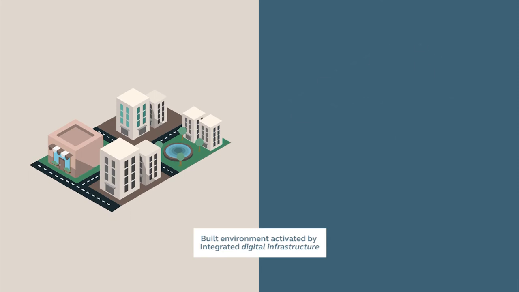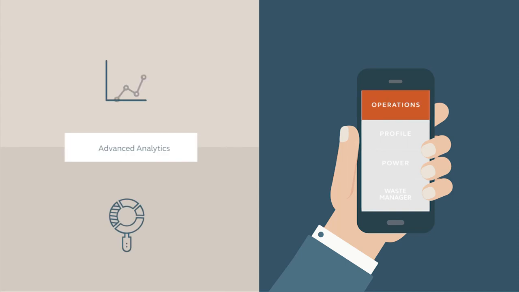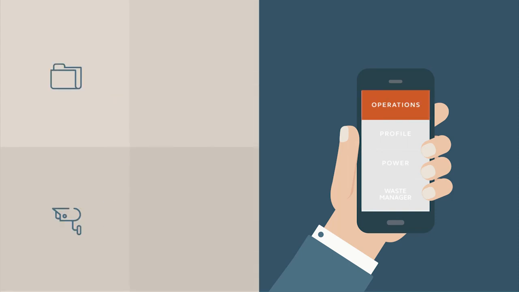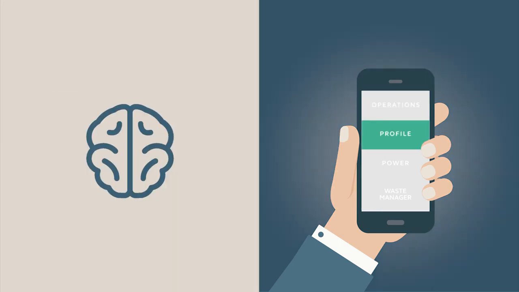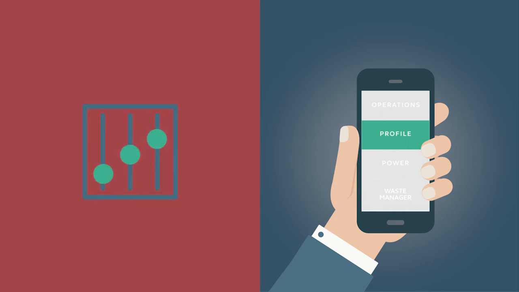Imagine a built environment activated by an integrated digital infrastructure which manages operation of a community, services, and facilities. The smartphone application will use advanced analytics to manage, learn, and efficiently control administration, surveillance, power, and irrigation. Its artificially intelligent interface will learn, develop a personalized understanding of the user, and adapt accordingly.